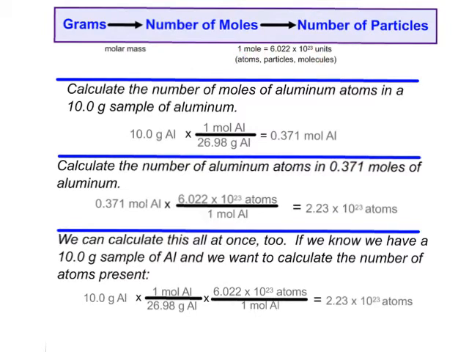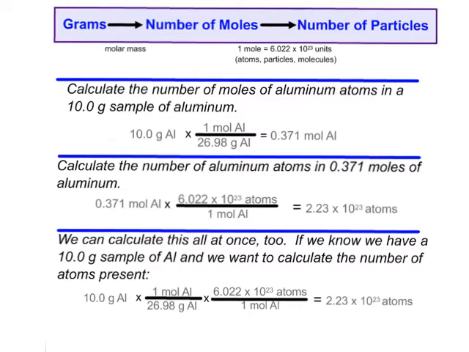And the conversion unit of 1 mole equals 6.022 times 10 to the 23rd atoms, particles, or molecules. So this is just a way to help you keep track of what it is you're converting from and into. So let's try the first question we asked. Calculate the number of moles of aluminum atoms in a 10.0 gram sample of aluminum.